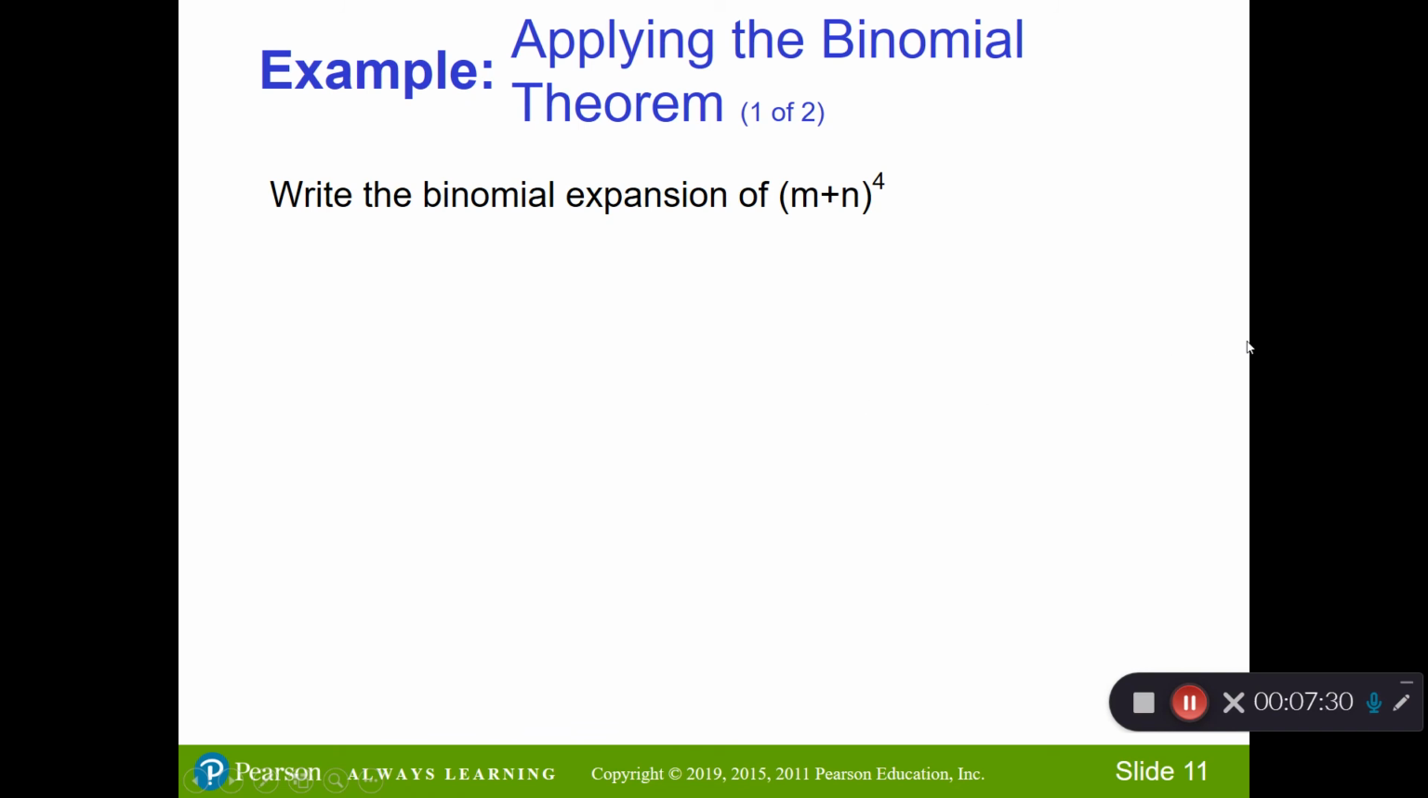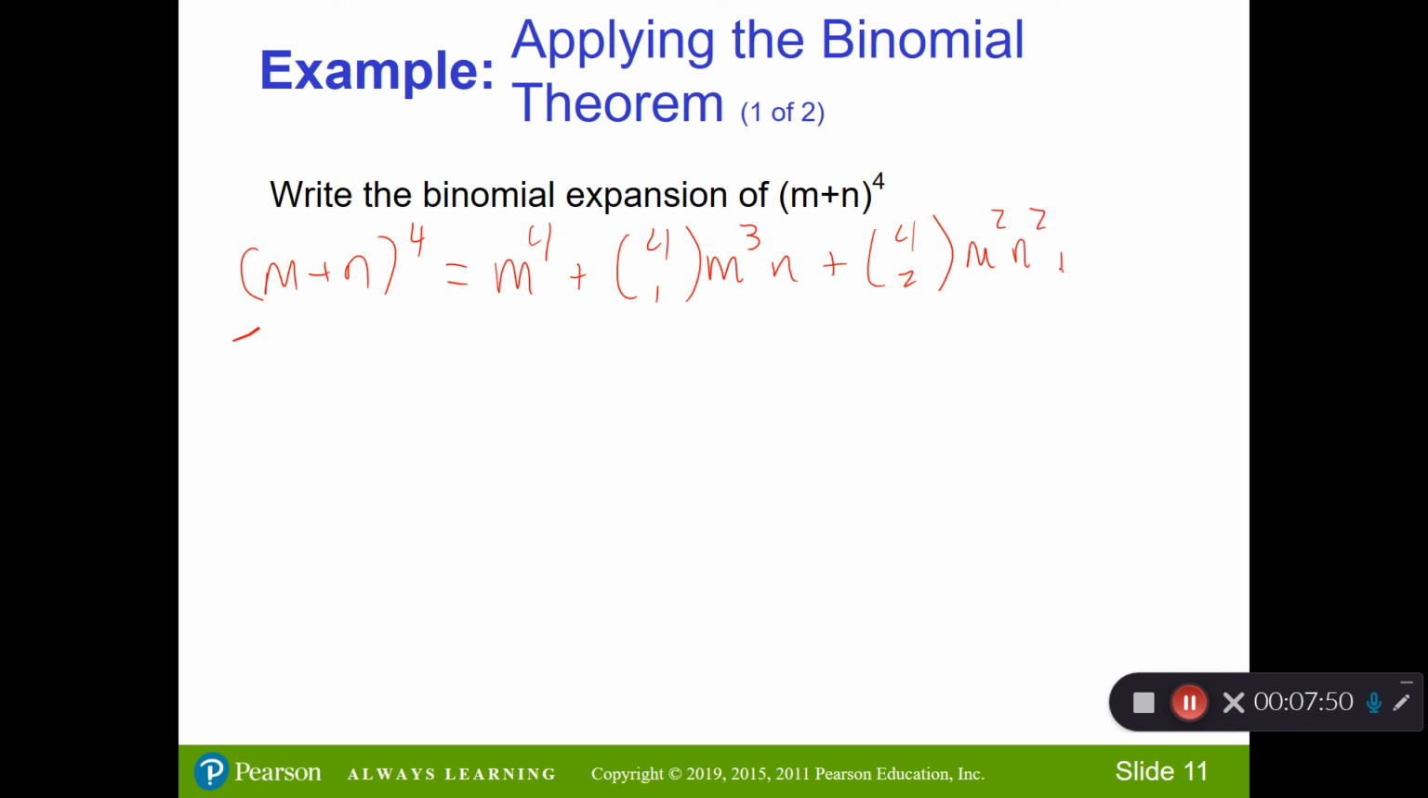All right, so I want the binomial expansion of m plus n to the 4th. So following the formula that we just saw would say m to the 4th plus 4 choose 1 m cubed n plus 4 choose 2 m squared n squared plus 4 choose 3 m n cubed plus, there's no more coefficient once we get close to it being the same in the top and bottom. Oh dear, why did I write the cube in the wrong place. It should be m n cubed. This is just n to the 4th.